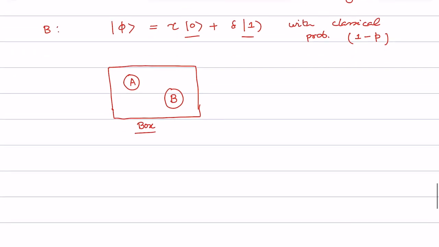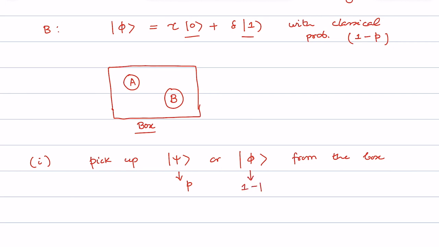The steps are as follows. First of all, you are going to pick up either system A or system B. So let us say you are either going to pick up ket psi or ket phi from the box. This is the measurement step I'm now going to talk about. The probability of picking the state ket psi is p and ket phi is 1 minus p, right? This is completely a classical measurement.